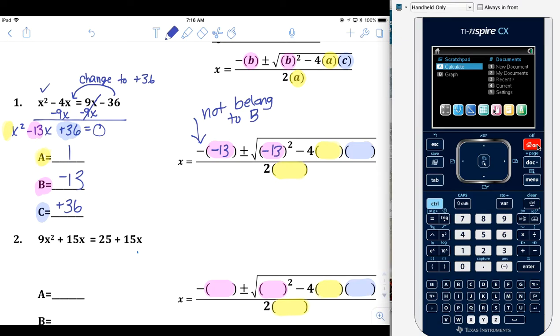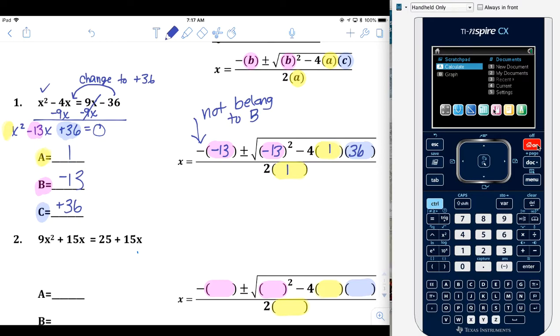My yellows are my A's. We're going to put a 1 in both of those parentheses. And finally, my C is a positive 36. I'm not going to write the positive because I don't want you to think we're adding. It is just a regular 36. Okay? All right, that's the first 2 steps.